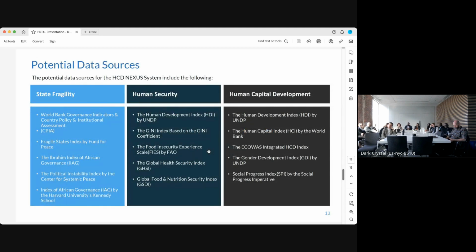So I'm Nate, and I'm the Vice President for Research and Innovation at the Fund for Peace, and we do the Fragile States Index and work with ECOWAS and some other early warning systems across Africa, and particularly West Africa, as well as Nigeria and other places.